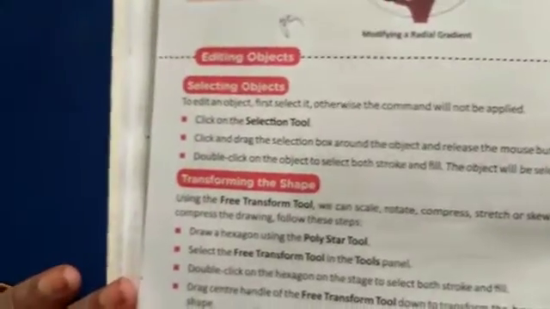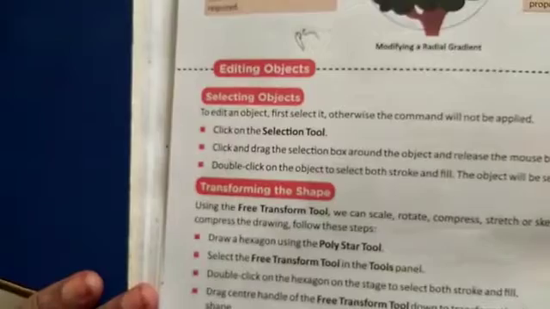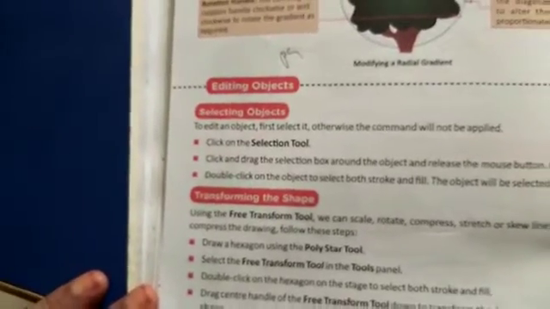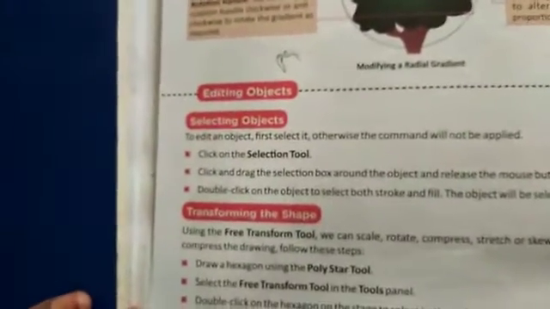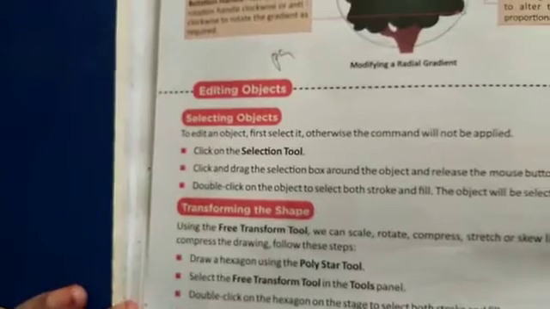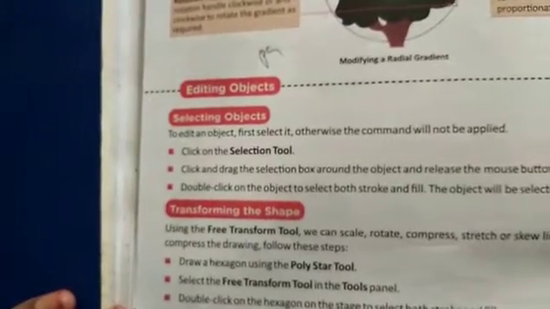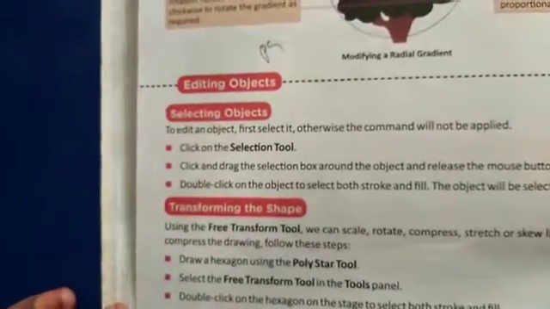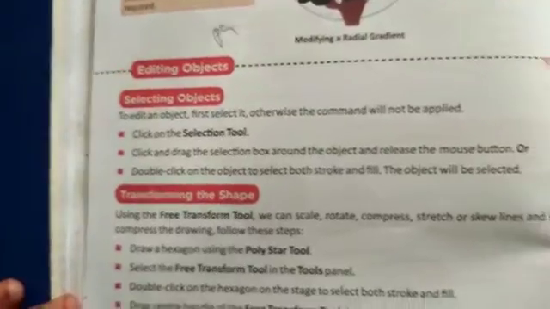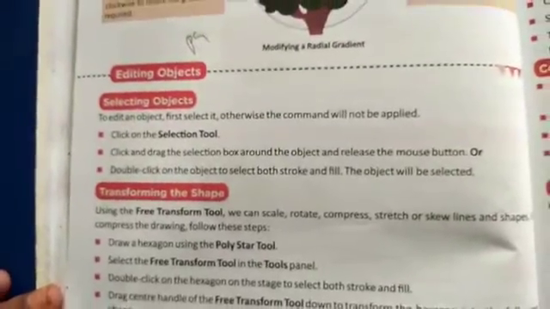Click on the selection tool and click and drag the selection box around the object and release the mouse button. Or you can double click on the object to select both stroke and fill. The object will be selected.